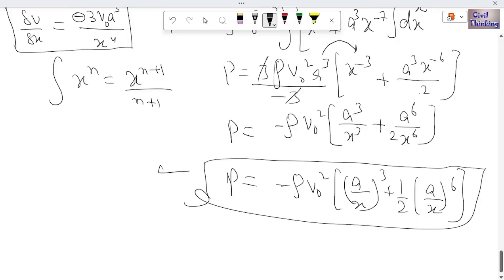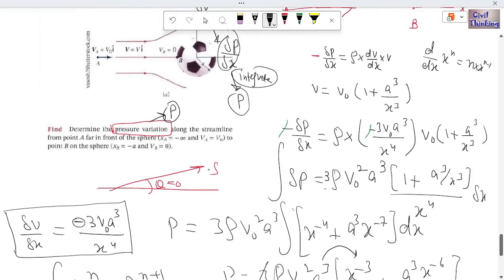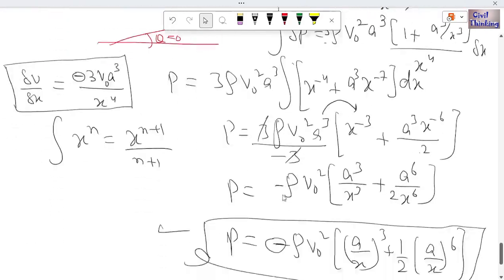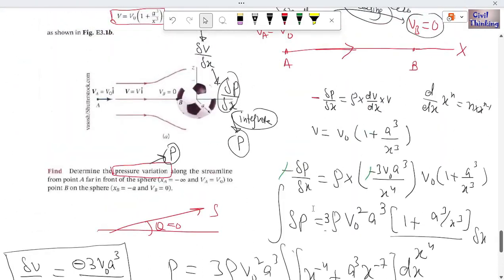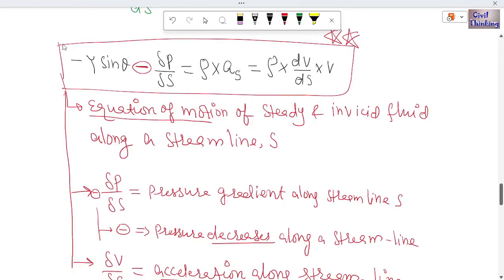Now again, the pressure variation is negative, which means the pressure is dropping, and which is indeed true, because the pressure drops because of all the opposing forces, the friction. Anyways, this is how we found the pressure variation. And in this problem we have learned how to apply our beautiful equation of motion. Again, you should remember this equation, and also you should understand the various key insights of this equation.